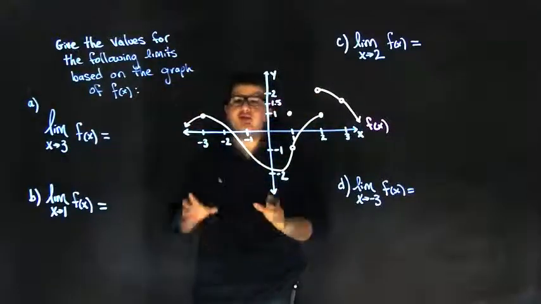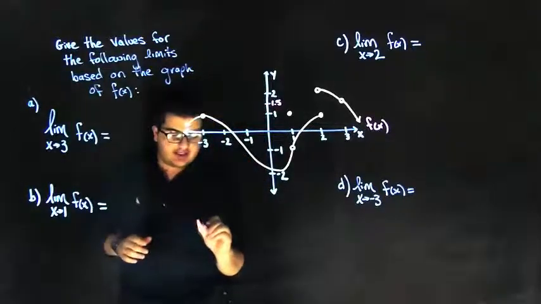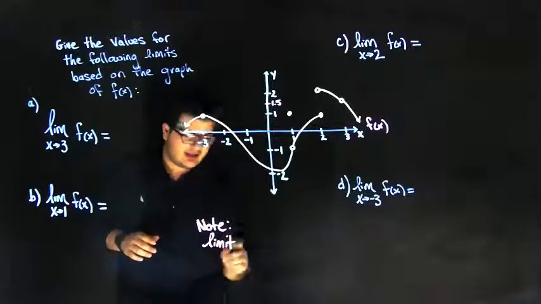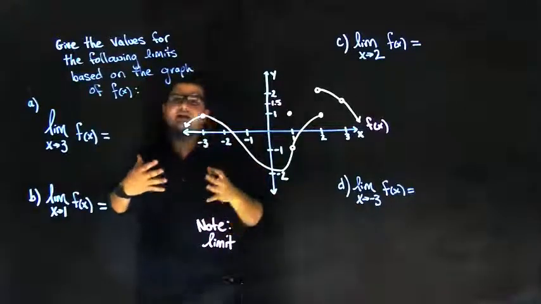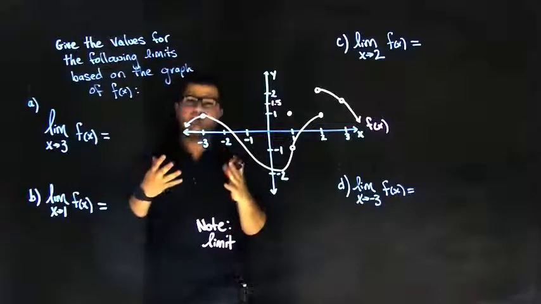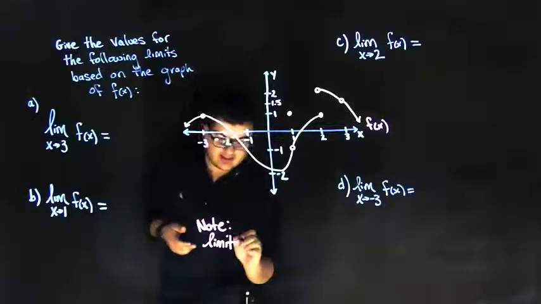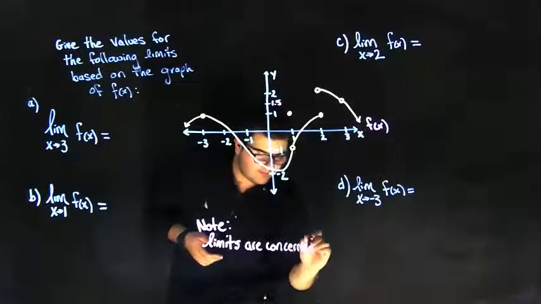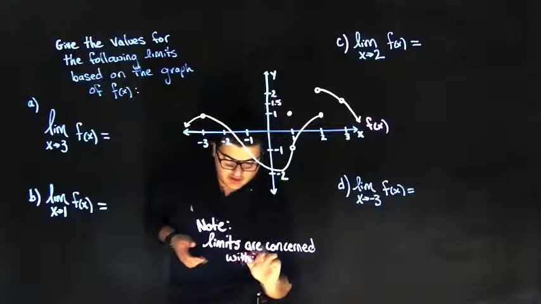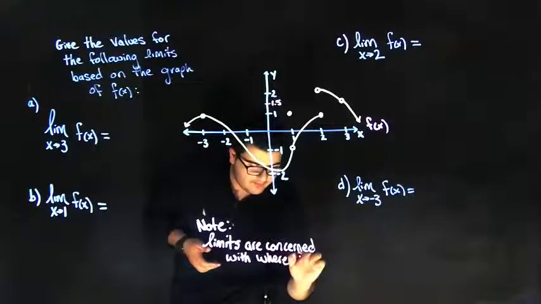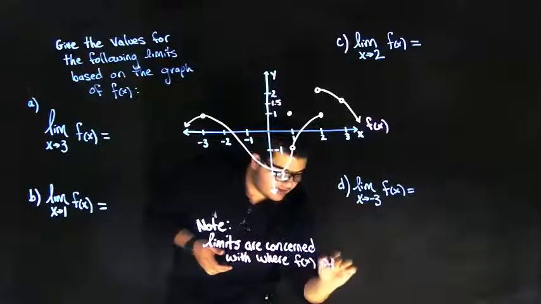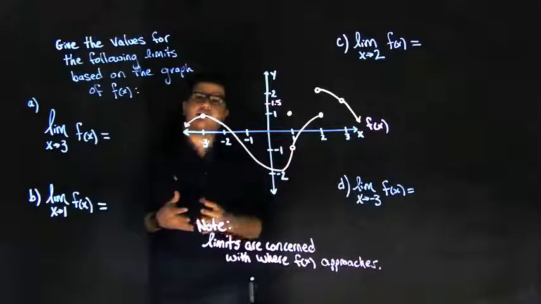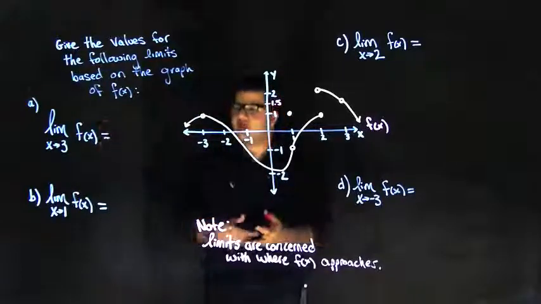Remember, an important note is that the limit is not concerned with where the function is at that point. It's concerned with where the function is approaching. Limits are concerned with where the function is approaching, not where they're defined.